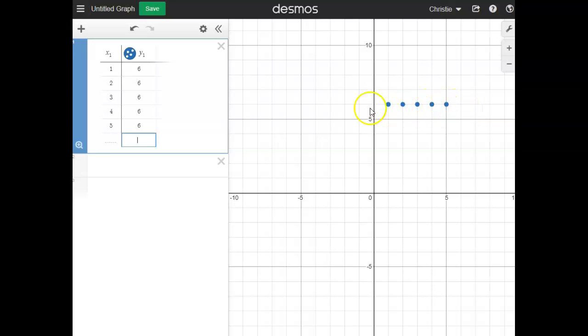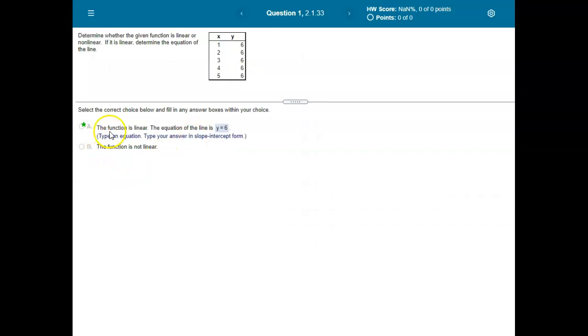With the visual, I can now see that these points are linear, meaning that they line up, they form a line. Anything that does not line up in a straight line like we would expect a line to be would be called nonlinear. So that's why we would choose that this function is linear, and specifically here's its equation, y = 6.